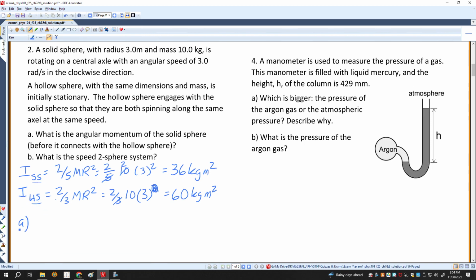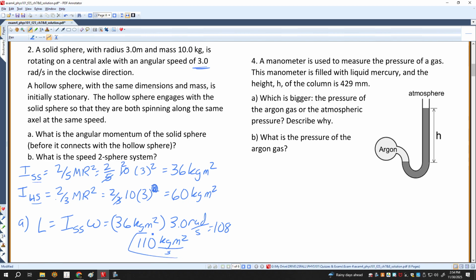In the first part, I just want to know what is the angular momentum of the solid sphere. So L is going to be equal to I_SS times omega. That's 36 kilogram meters squared. I already found that. Times the omega for the solid sphere. It looks like it was 3 radians per second. 3 times 36, that's equal to 108. Or we just do 110, keeping 2 sig figs. What's that? Kilogram meters squared per second.